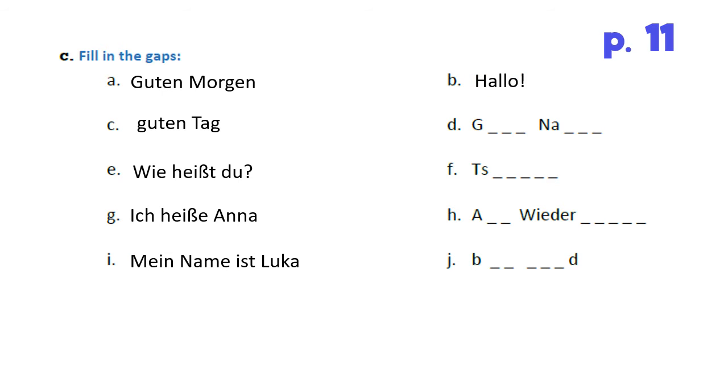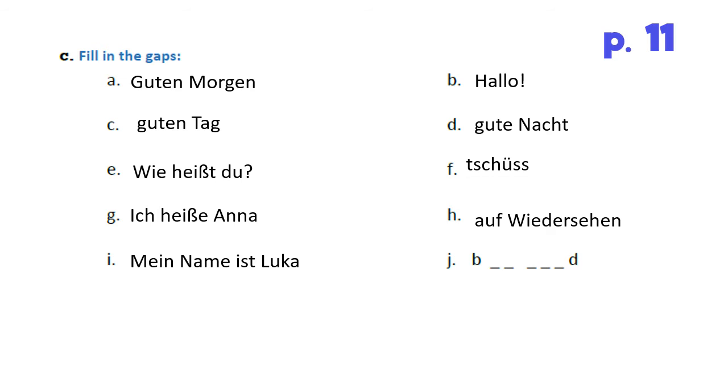B is "Hallo". D is "Gute Nacht". F is "Tschüss". Make sure you've got the umlaut on that U. H is "Auf Wiedersehen". And J is "Bis bald". So if you just mark them through then, and if you want to just tick them as you go, that'd be brilliant, or correct them if you need to.